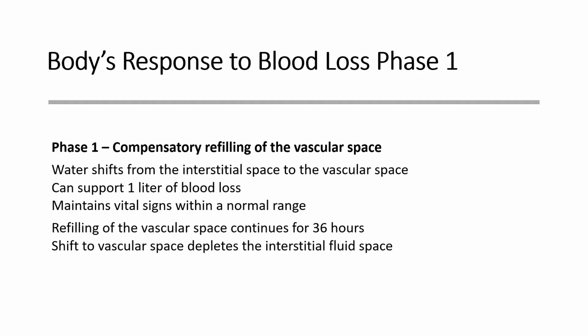The body's response to blood loss occurs in several phases. The first phase is a compensatory refilling of the vascular space. Now remember, the vascular space and the interstitial space are extracellular. They contain the least amount of water in the body. But in this first phase, water will shift first from the interstitial space, the space between the tissues, into the vascular space. This occurs because there is a decrease in volume in the vascular space, which creates an increase in concentration, solute concentration, if you will, and water will, through osmosis, shift over.